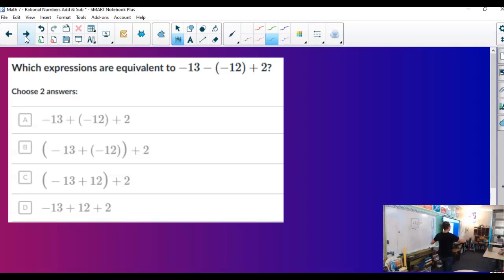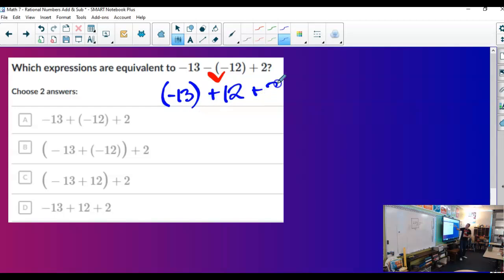Liam, tell me one thing to do. But I only want one thing to do. I don't want the answer. I want one thing to do. Why? Minus negative becomes addition. So is 13 positive or negative? I'm going to write it in parentheses. We don't have to, but I like doing it that way, so I'm going to do it.